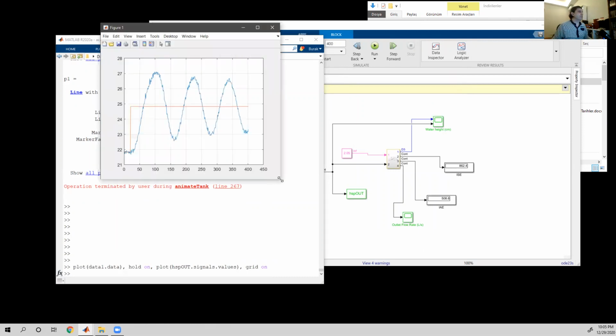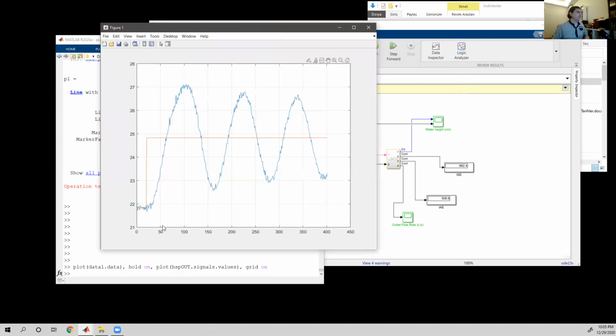This is the response of that 400 seconds of simulation. This is the set point change, right? And these are the readings from the second tank. Now, we know that this is awful, but when we see a good one, how are we going to understand that? Do we have some metrics to measure the quality of a control?